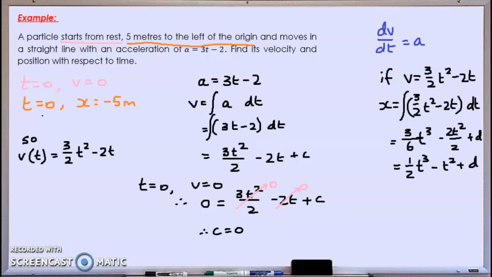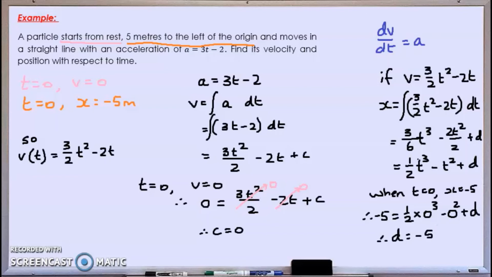We know that when t equals 0, x is -5. So we can write that down, and therefore -5 equals a half times 0 cubed minus 0 squared plus d, and therefore d is -5, which means this equation here with a -5 will be what my position is. So my position with respect to time will be a half t cubed minus t squared minus 5.